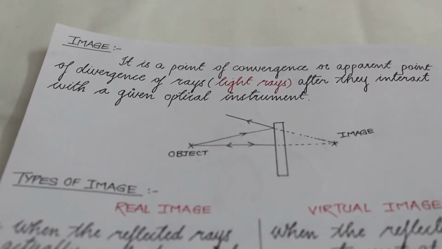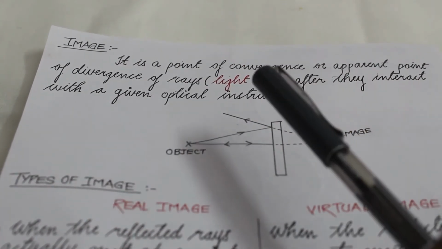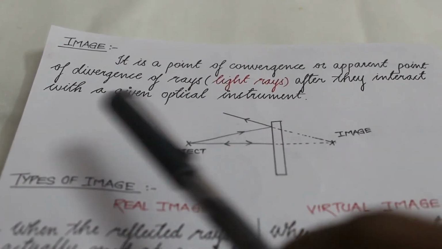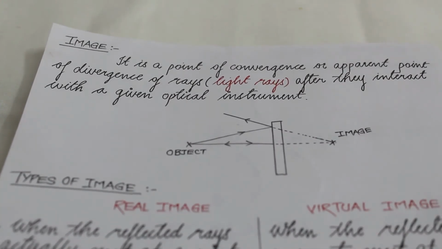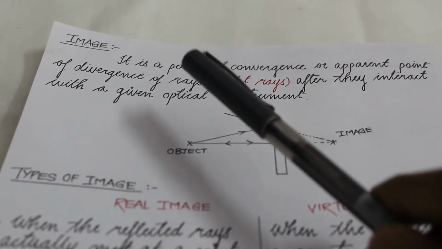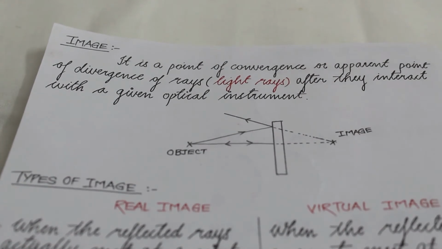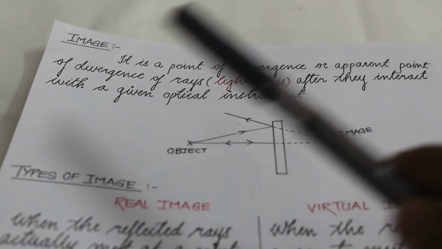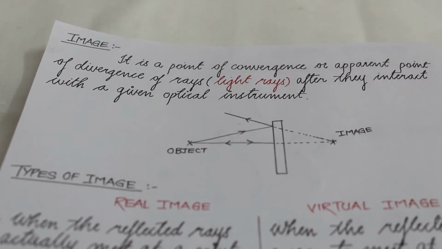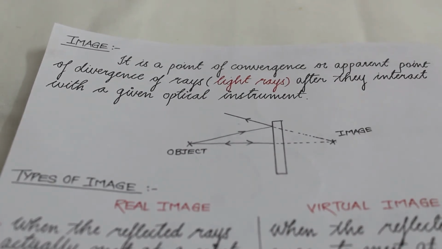Now moving on, we'll study image. You must have heard this word multiple times in your life, image. But what basically is an image? It is a point of convergence or apparent point of divergence. Apparent point means it is not real. Of rays, here we are talking about light rays after they interact with a given optical instrument. The optical instrument can be anything. It can either be a mirror or it can be a lens. In both cases, images are formed.